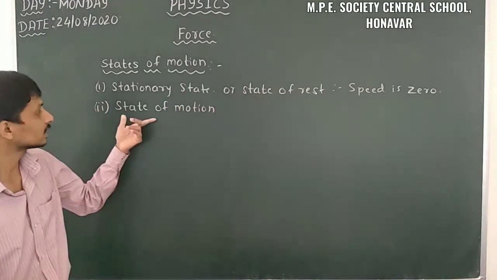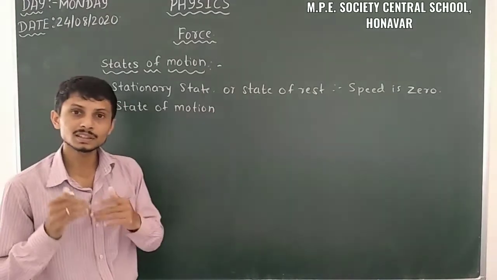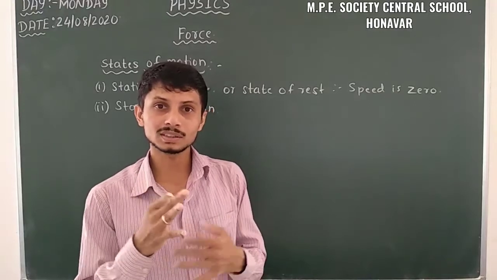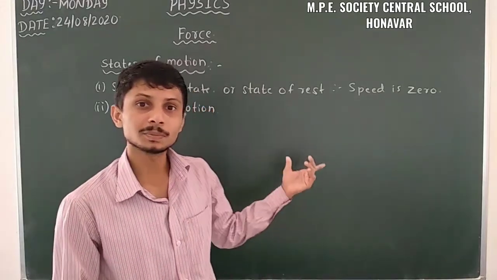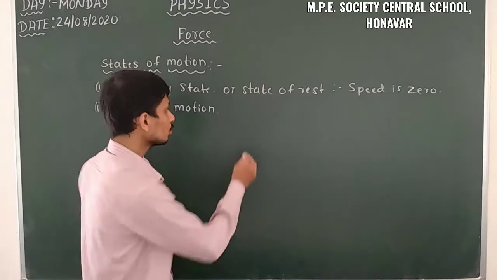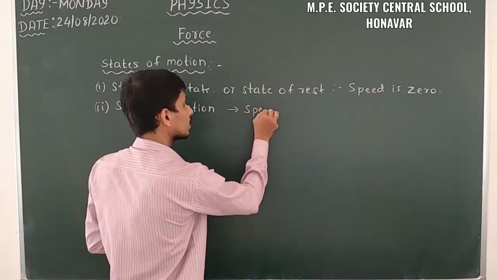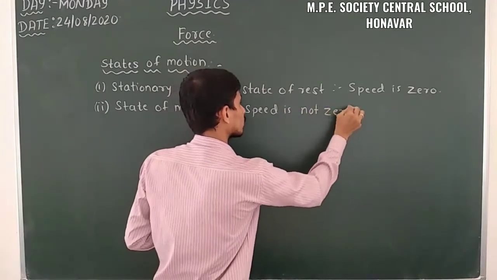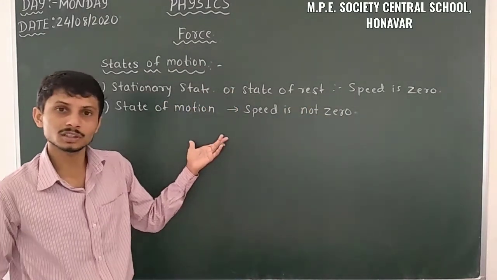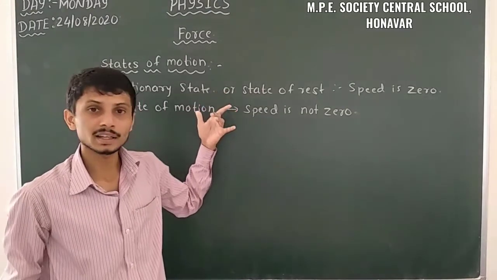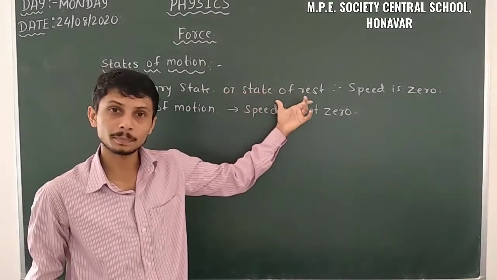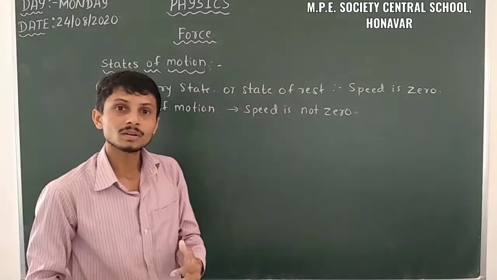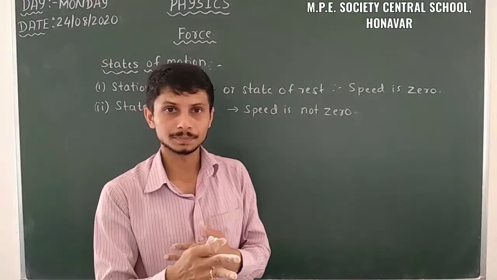Another state is the state of motion. Here the object is moving in the direction of force or moving in some direction, so the speed is not equal to zero. So there are two states: one is the stationary state, or state of rest, and another is the state of motion, where the object is in motion.